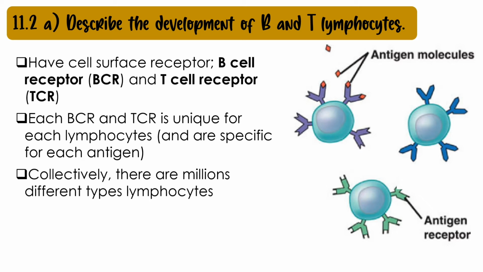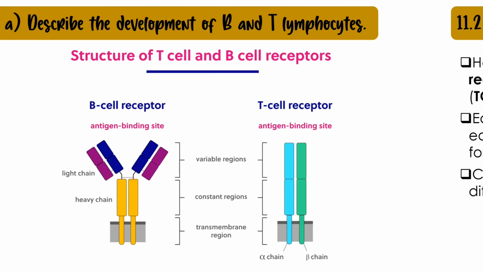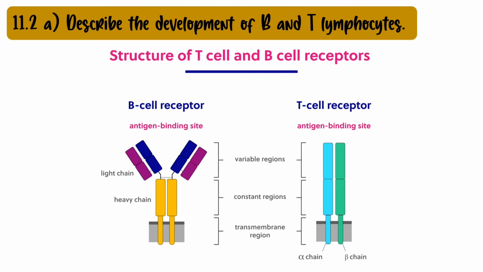Each of these receptors is unique for each lymphocyte, and it can only bind to a specific antigen. This means that there are different types of B cell and T cell depending on the type of receptor that it possesses. Here we can see the general structure for the B cell receptor and the T cell receptor. Notice that both receptors are made up of a variable region and a constant region. The variable region also contains the antigen binding site which will bind to antigen, similar to the structure of antibody.